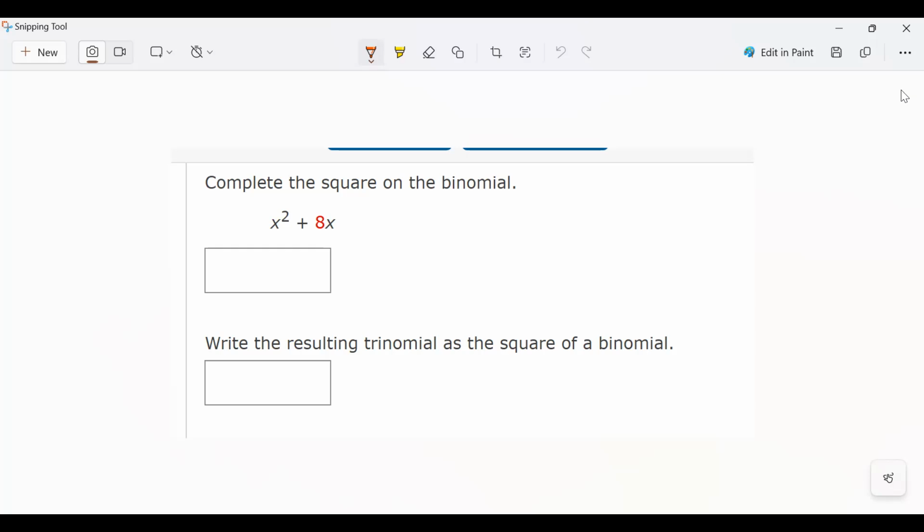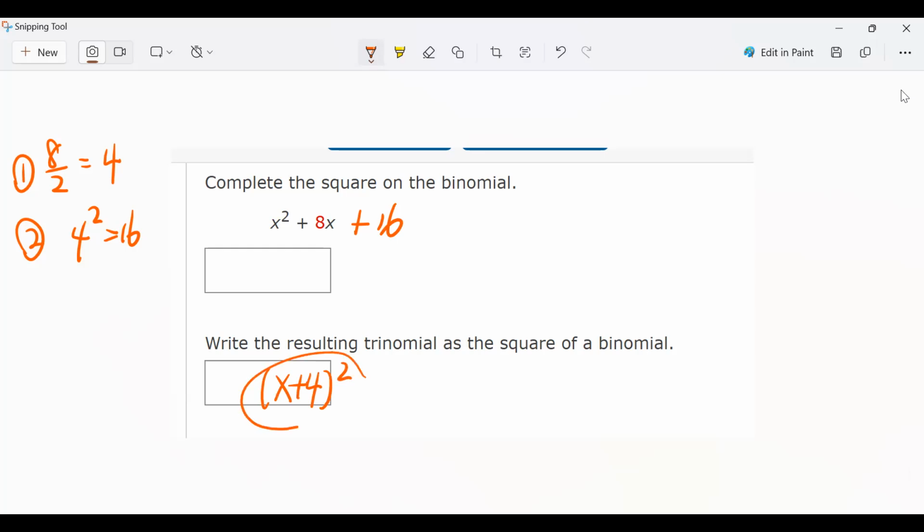All right, let's quickly go over this. So the third number we need is gonna be 16, right? So you do a divided by 2, that's 4. And then you square that, that's 16. So you're gonna need 16 here. So once you have that, it's x squared plus 8x plus 16, that is what we need. And writing the resulting trinomial as a square of a binomial.